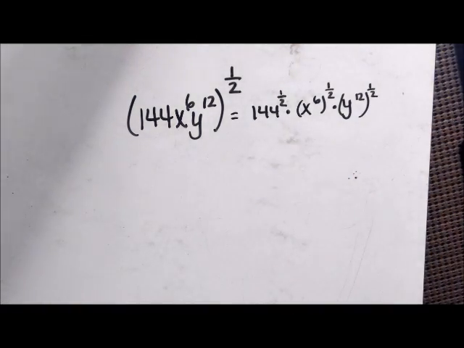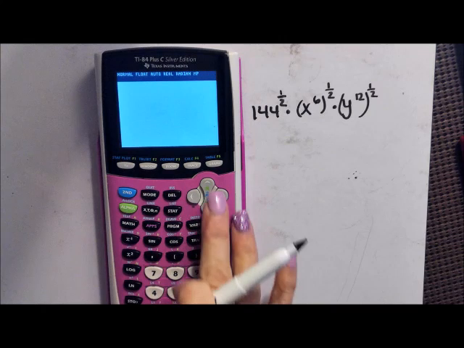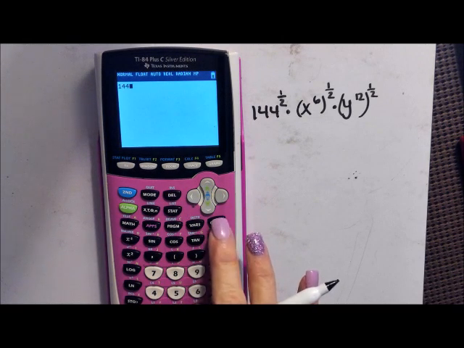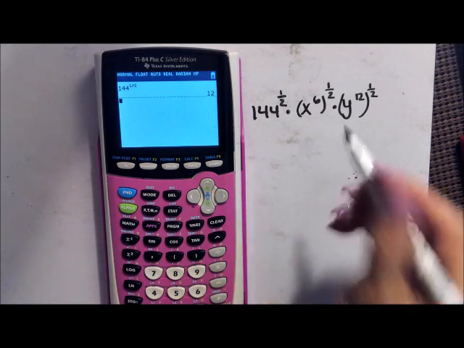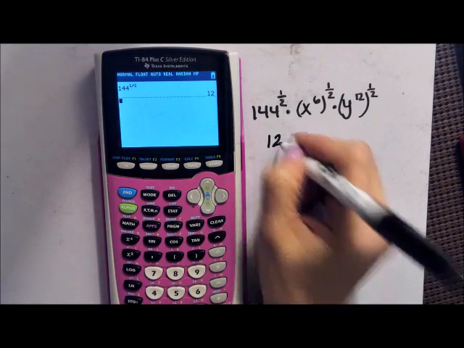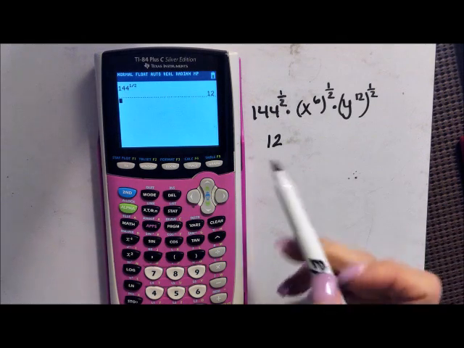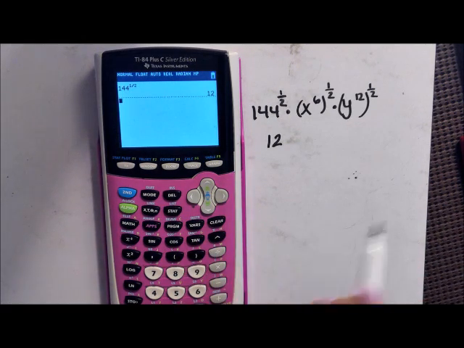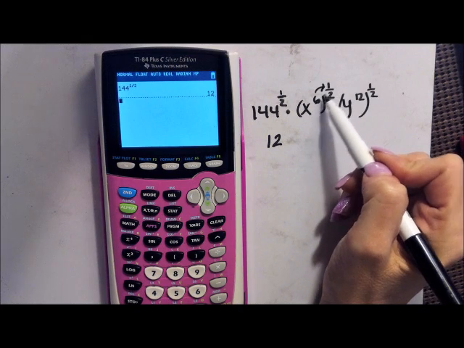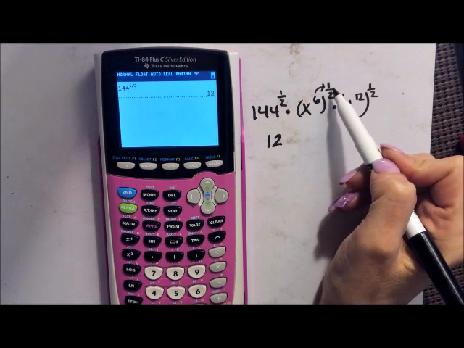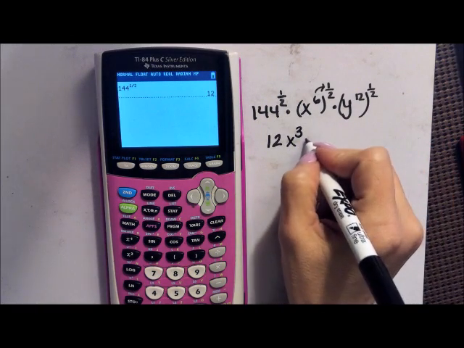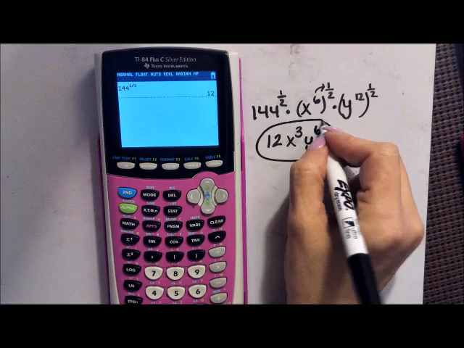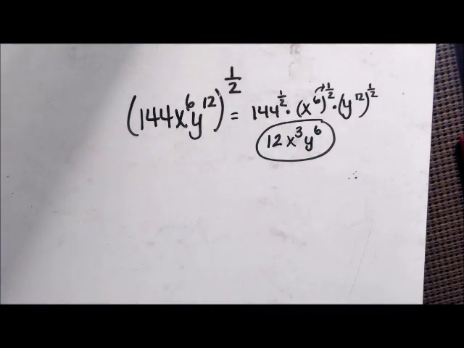So 144 to the 1/2 power, remember your calculator will do that. 144, the caret key, 1 divided by 2. It's going to do that for you. That's really just the square root, but even if you don't remember that, you can put those 1/2s right into your calculator. X to the 6th to the 1/2, remember that is multiplying. A power to a power is multiplying. So half of 6 is 3. Half of 12 is 6. There's my answer. So radical expressions, remember, they just kind of work the same.